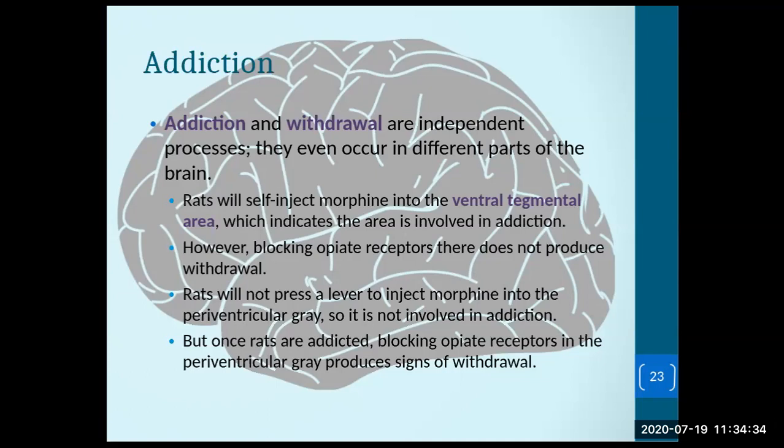So we can confidently say through research that the VTA is in the addiction pathway, and that is separate from the periventricular gray, which is part of the withdrawal process or withdrawal pathway in addiction. Although these two are related, if you are addicted and you don't get the drug in an appropriate time, you will suffer withdrawal symptoms. So it's part of the same overall phenomenon, but in the brain, they are not in the same circuit or pathway, which means that they are independent processes.